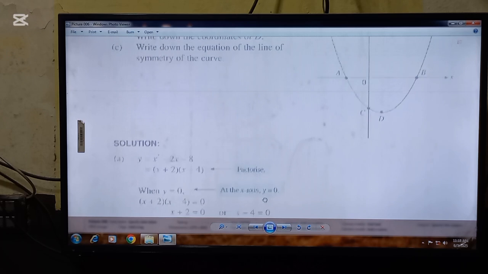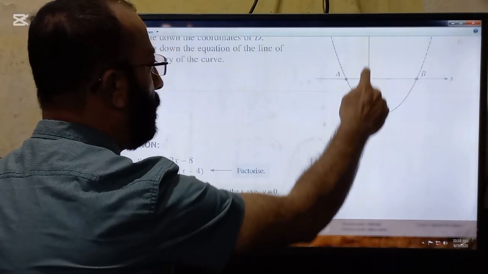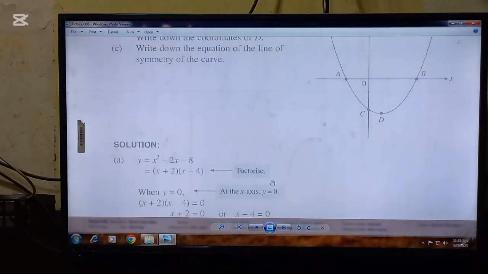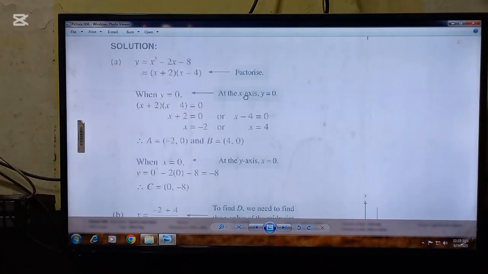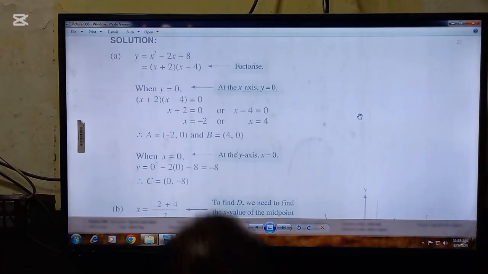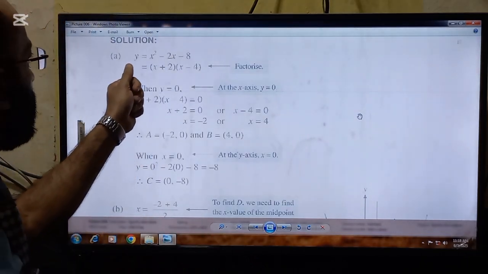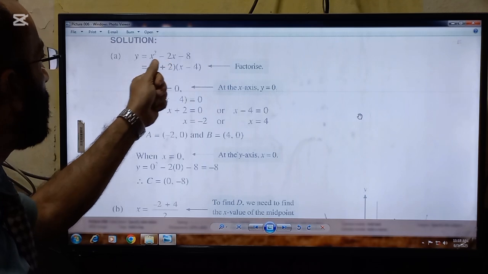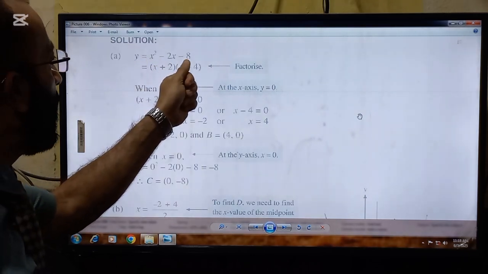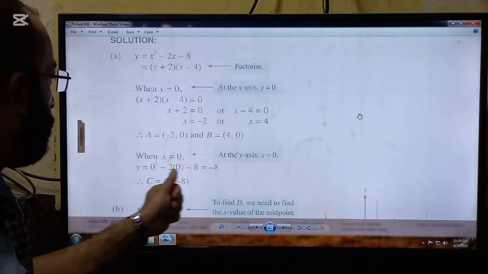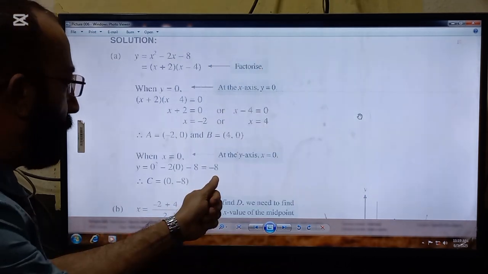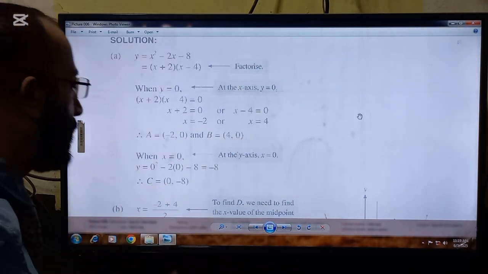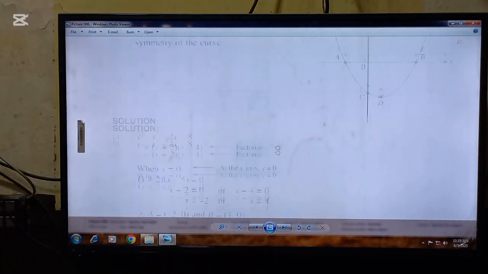Okay. Look now, point C is on the y-axis, and at the y-axis the x coordinate will be 0. So look now, this is again very easy. This is the equation. We will put 0 in place of x. So these two factors will be 0 and y will be equal to minus 8. And this is on the y-axis, so the x coordinate will be 0. So (0, -8) will be the coordinates of C. Okay.